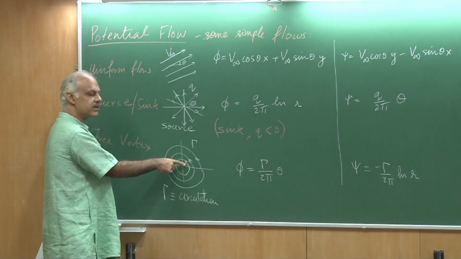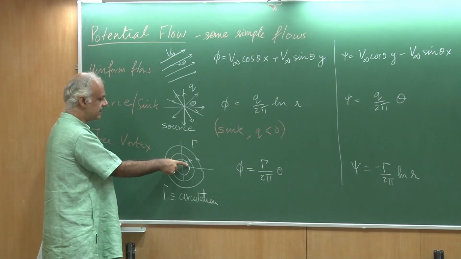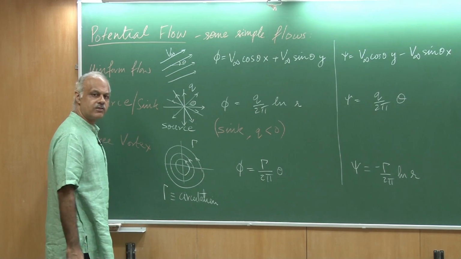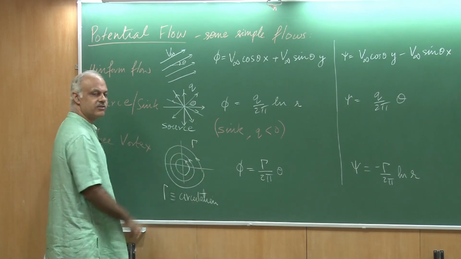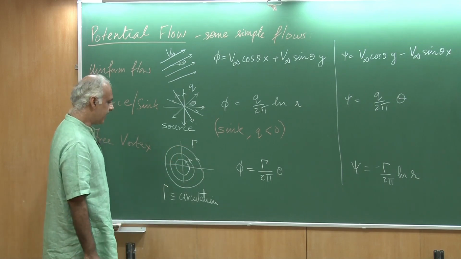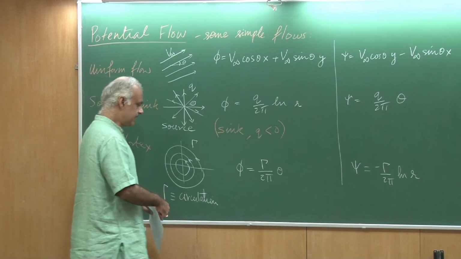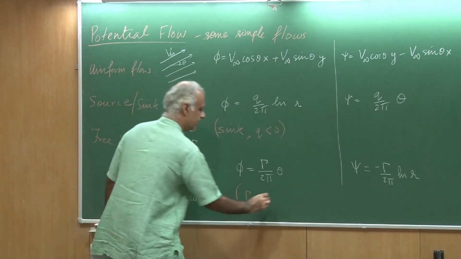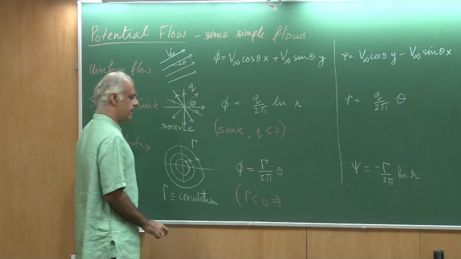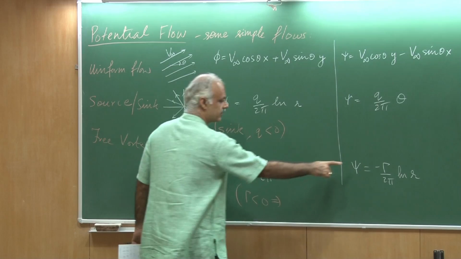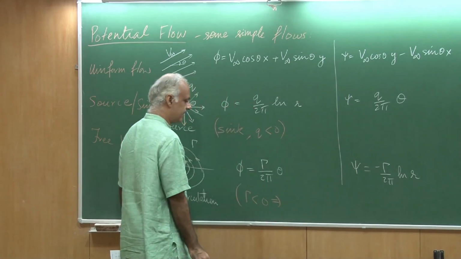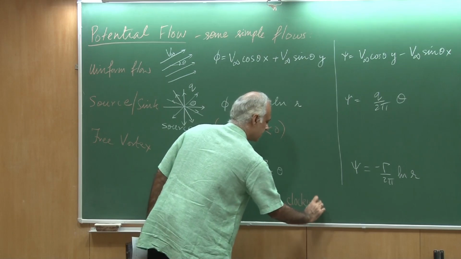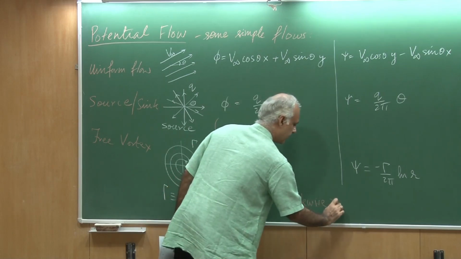Be careful about the sign. These are streamlines that go around in a counterclockwise direction. So that's the sense of gamma. On the other hand, if gamma is less than 0, then I just have to account for the sign in psi and phi, and these would imply that I have a clockwise rotating vortex.